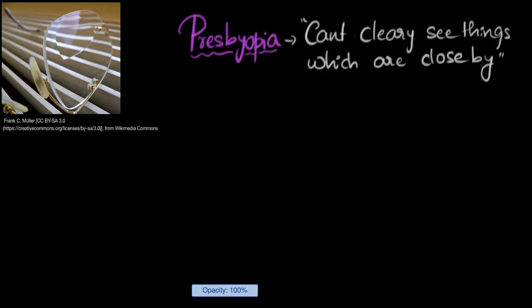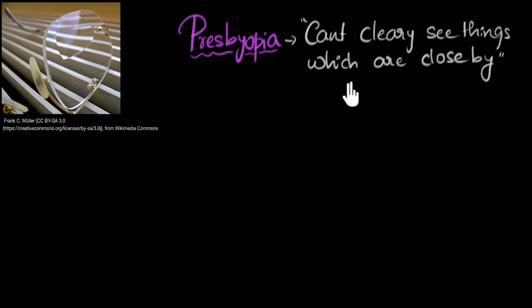Have you seen these glasses in which it seems like there are two kinds of lenses? They're called bifocals, two lenses. But why would people use them? Well, these are used by people who are suffering from an eye condition called presbyopia. Due to this, they are unable to see things clearly which are close by.